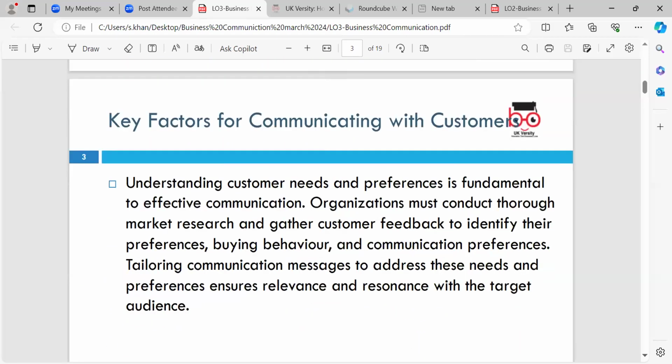So key factors for communication with customers. Firstly, understanding customers' needs and preferences is really, really important to form an effective communication. Organizations must conduct thorough market research and gather customer feedback to identify the preferences, buying behavior, and communication preferences. Tailoring communication messages to address these needs and preferences ensures relevance and resonance with the target audience.